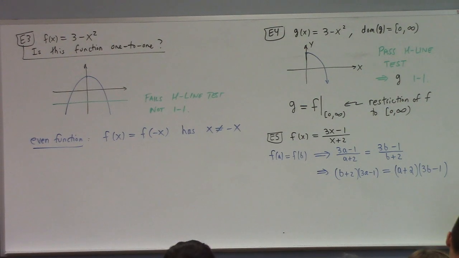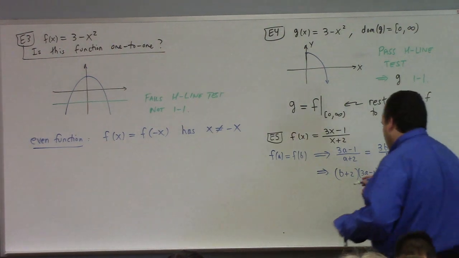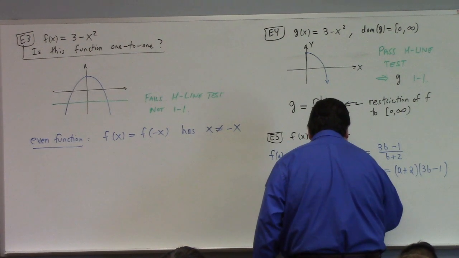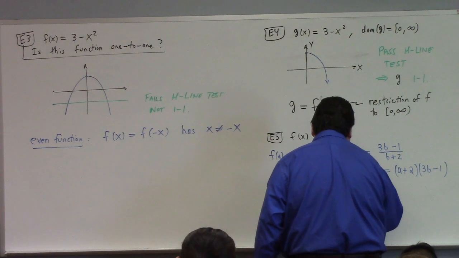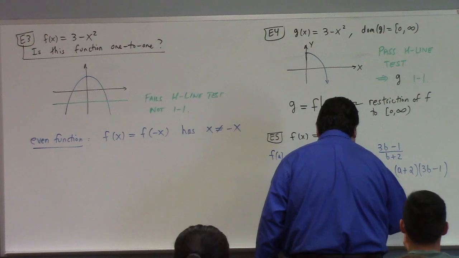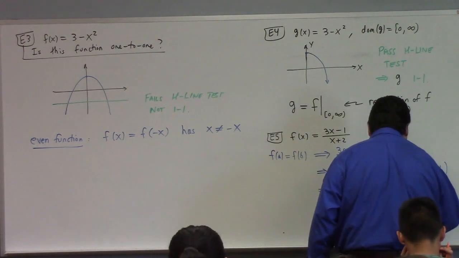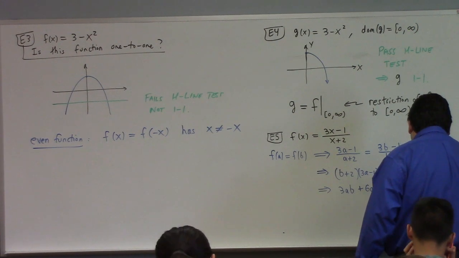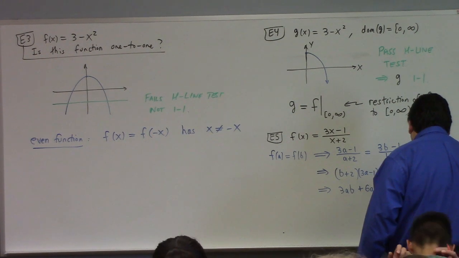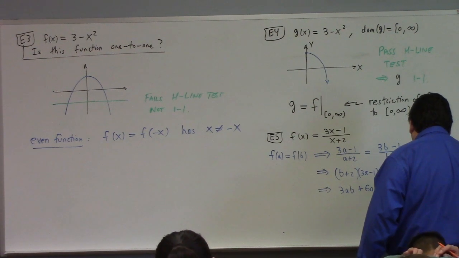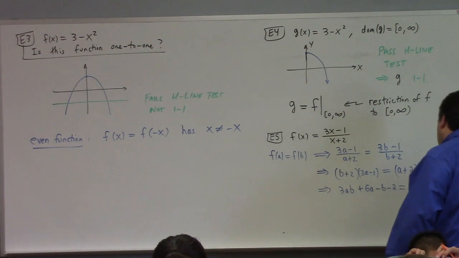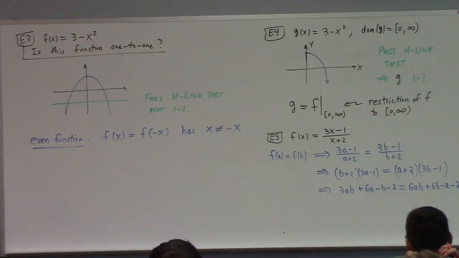So multiply it out, what do you got? You know, the part of the Old Testament they don't teach anymore. Let's see here, 3ab. You FOIL this out. 3ab plus 6a minus b minus 2 is equal to 3ab plus 6b minus a minus 2. All right, so I just FOILed it out, both sides, multiplied it out.